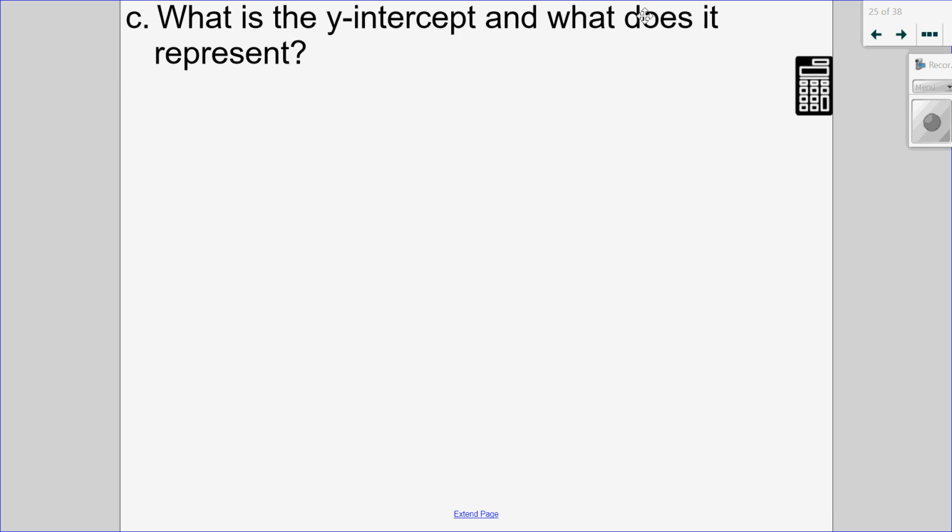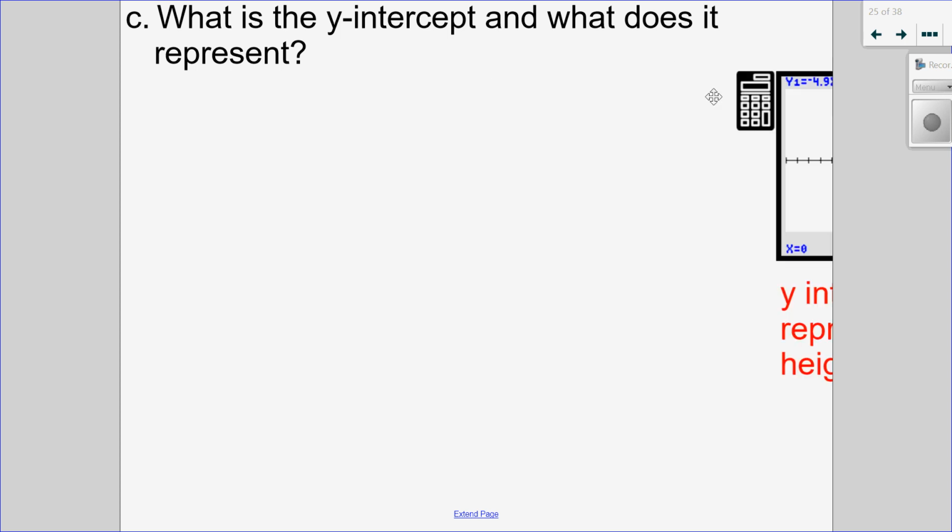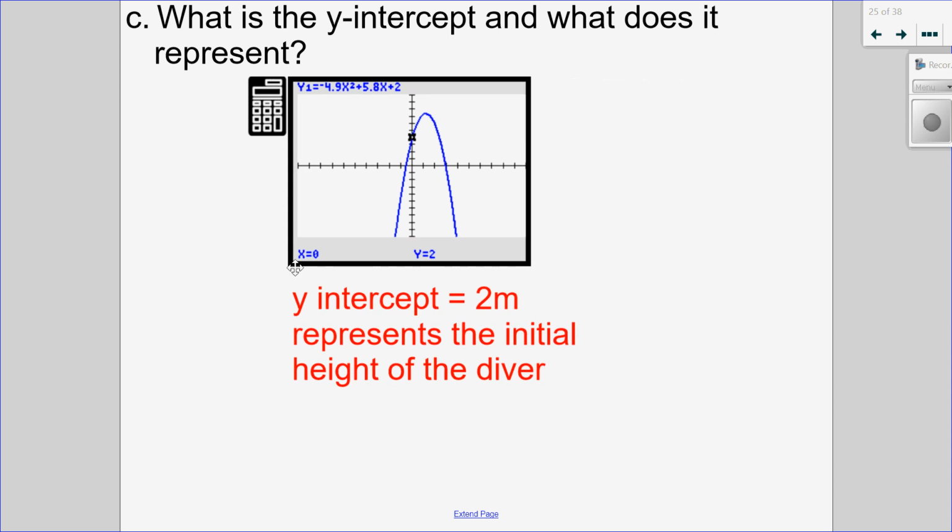What is the y-intercept and what does it represent? The y-intercept is the value when x is 0. So when x is 0, I'm going to use my trace function. I do trace of 0 and it equals 2. I could also see in the equation that it's just the constant, the lonely number. So the y-intercept of 2 is the initial height. She's starting 2 meters above the water.